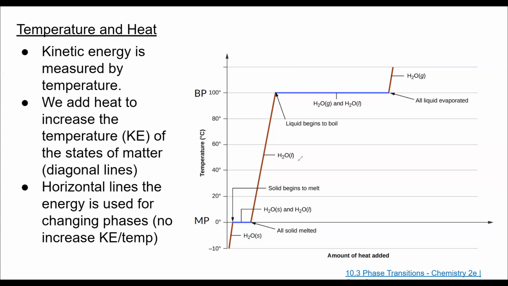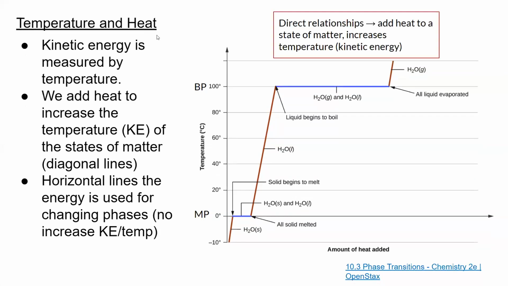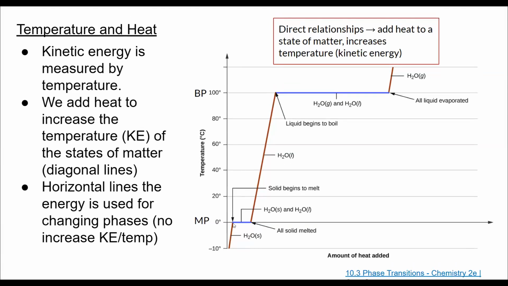Now, this temperature, what is it measuring? It's actually measuring the kinetic energy. So that solid is vibrating in place. It's not moving very much. The liquid is flowing, moving a little bit more, and the gas is random all over. So as we increase the temperature, that means we have more kinetic energy. And this is a direct relationship. As we add more heat, we are going to increase the temperature of the state until it makes it to a phase change.